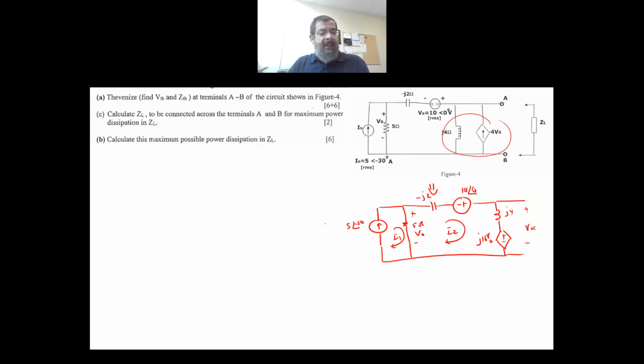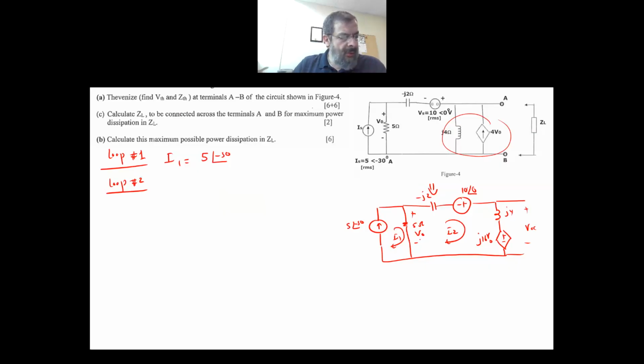Now again, there's no way for me to verify my answers. This is for you, please, and if you find any mistakes, kindly draw my attention to that mistake. So for loop number one, we have that I1 is equal to 5 angle of minus 30. The current in this loop is the same direction as this, so it is very straightforward. This is your I1. Then loop number 2, remember in mesh analysis we will use only KVL, so apply KVL here.